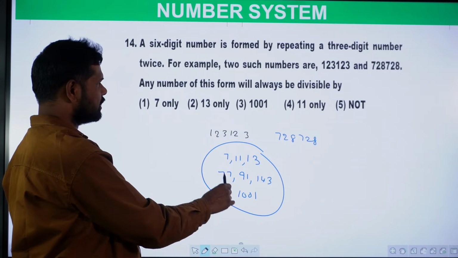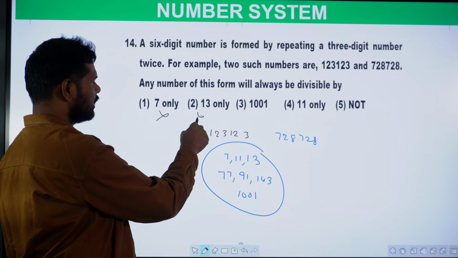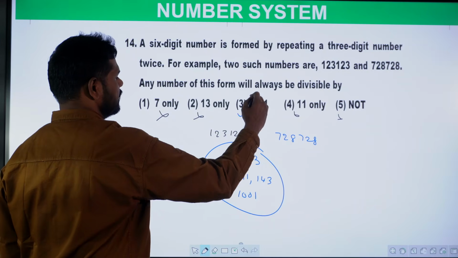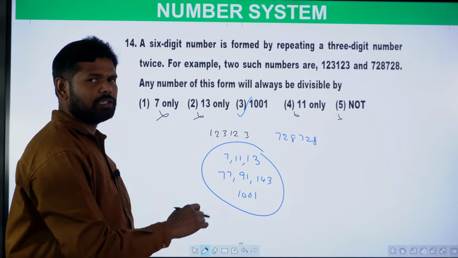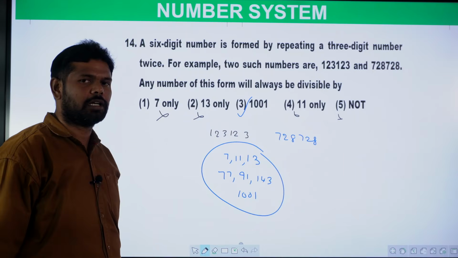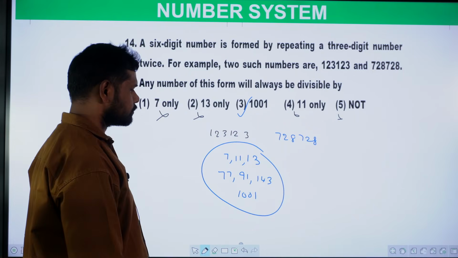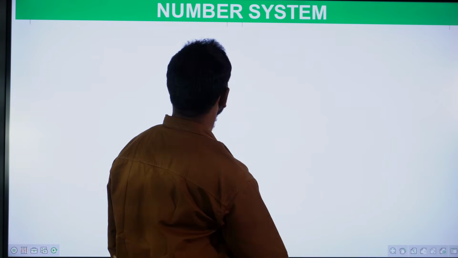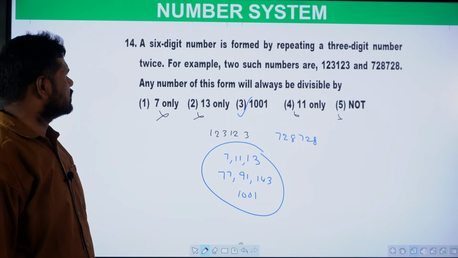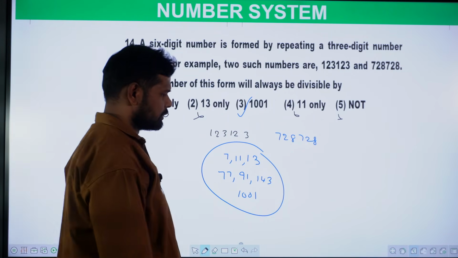These type of numbers are always divisible by all these numbers. But observe the options: 7 only, 13 only, 11 only, none of these. But 1001, they did not give here. That's why it is divisible by 1001 and others also. That's why option 3 is the correct option. Correct? Next one. So these are questions from the remainder concept.